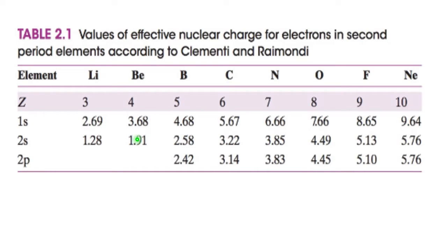Now, because we have more electrons than just in hydrogen, lithium, these electrons interact with each other. Because electrons are negative, the interaction between electrons is always repulsive. We have repulsion between negative and negative charge.